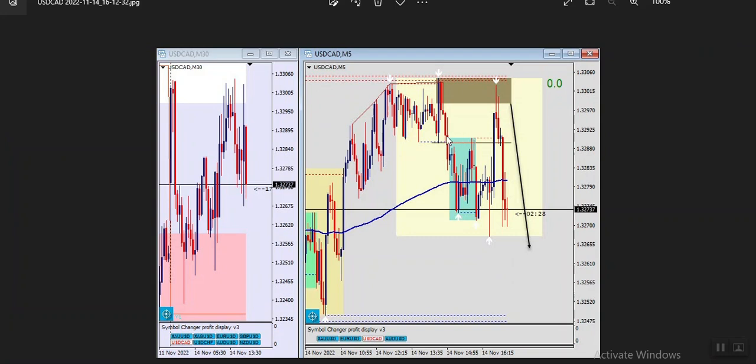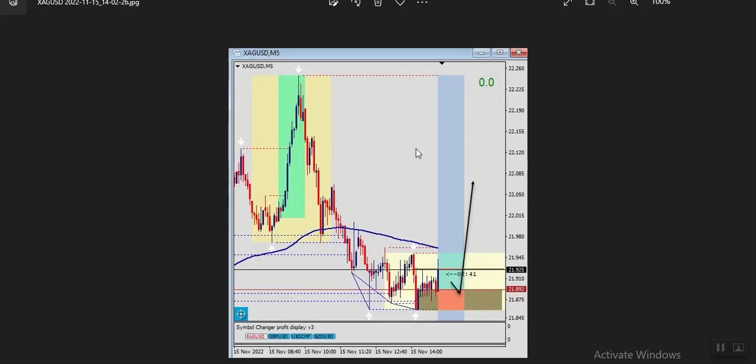Within the time of my entry, price didn't get to my entry zone. After that, price got there and dropped, but I didn't take it because it was already outside my entry time.